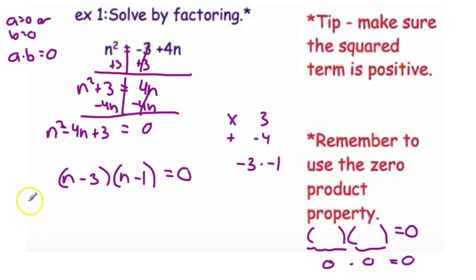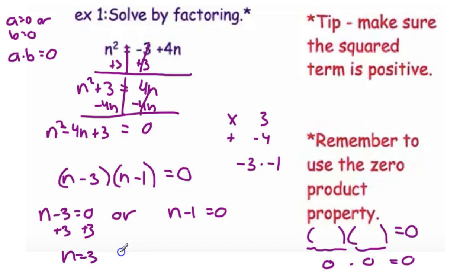Alright, so I did a quick check, and now I want to use the zero product property, so I set each of these equal to 0. n minus 3 equals 0, or n minus 1 equals 0. I solve, plus 3, n equals 3, or plus 1, n equals 1.